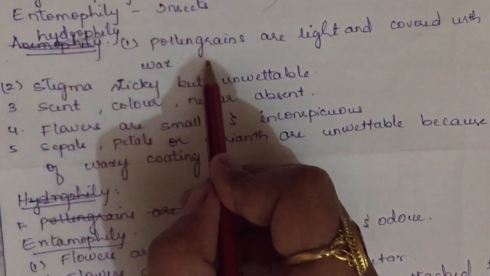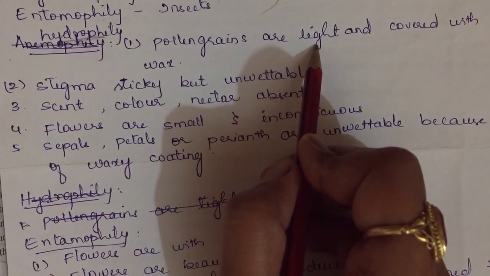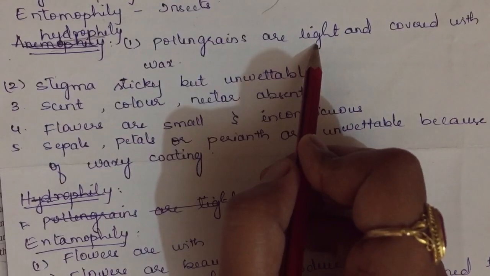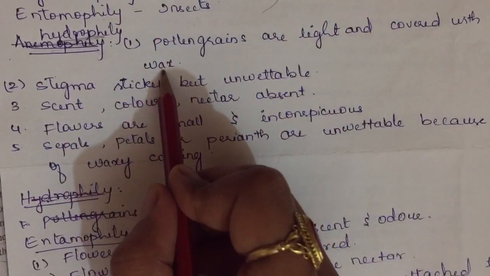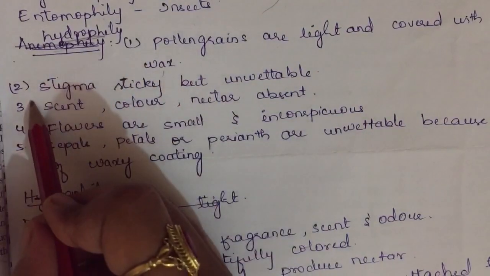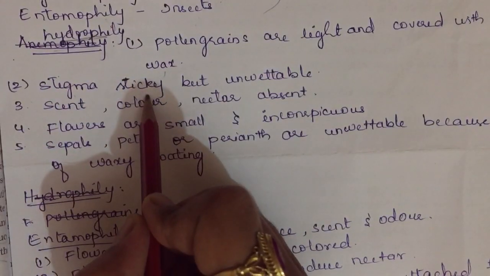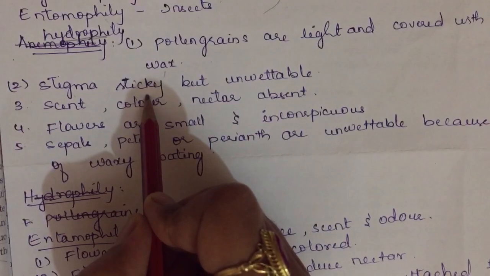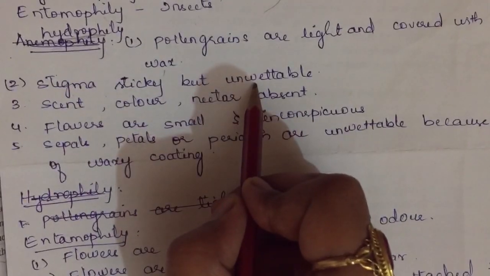In hydrophilly, pollen grains are light. As we said about Anemophilly, pollen grains are light like that. Here also they are light, not heavy, and covered with wax. Why are they covered with wax? So that they do not get wet in the water. Second point about hydrophilly, the stigma is sticky. Why is it sticky? So that it can catch the pollen grain and the pollen grain will stick to the stigma, but it is unwettable. The stigma is sticky, but it won't get wet because of the mucilaginous covering.